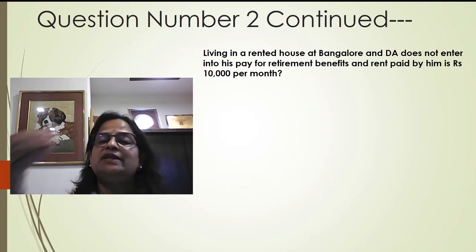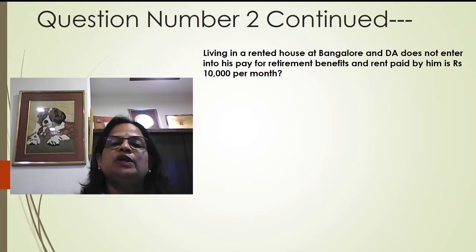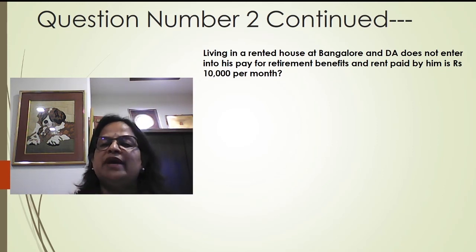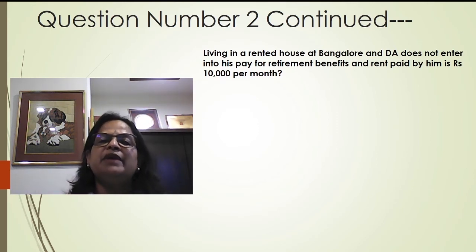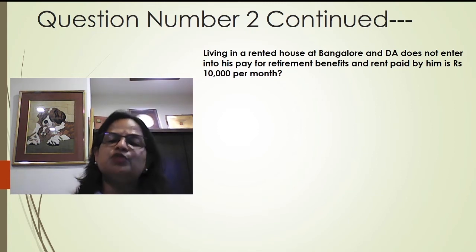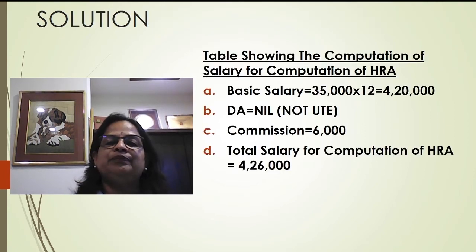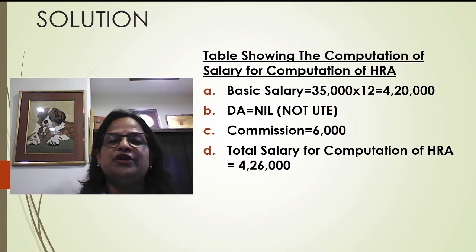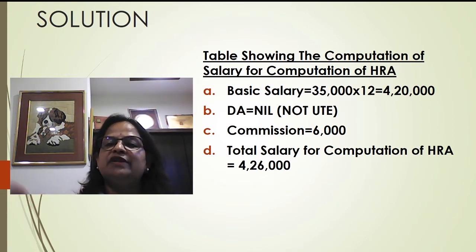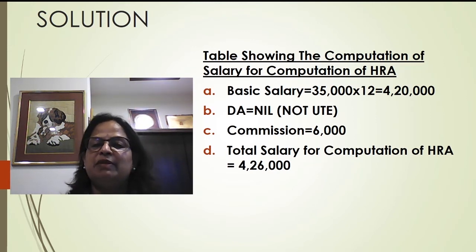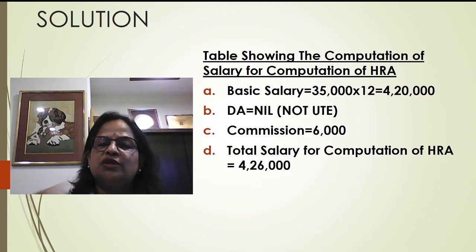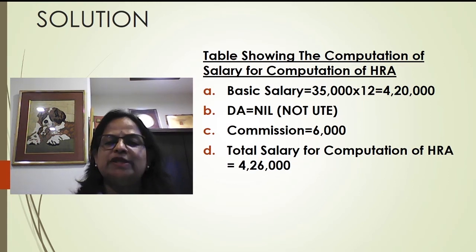Now question number 3, the third sub-question for question number 2. He is living in a rented house at Bangalore. So it's non-metro, Bangalore, and DA is not entering into retirement benefits. And the rent paid by him is rupees 10,000 per month. In the previous problem, he was working in Delhi and rent paid by him was 15,000 per month. Now here, the table showing the computation of salary for the computation of HRA. Basic salary is 35,000 into 12, 4,20,000. DA is nil, not entering into retirement benefits. Commission is 6,000. So total salary for the computation of HRA is 4,26,000.